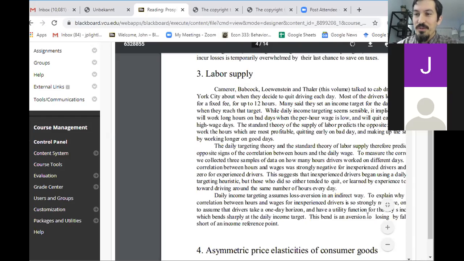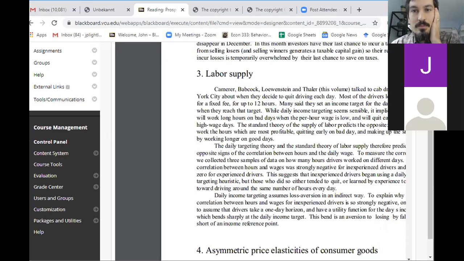Okay, those are my 2 examples of prospect theory in the wild. If you'd like to read more, I encourage you to look at the other 10. The other 8, sorry.